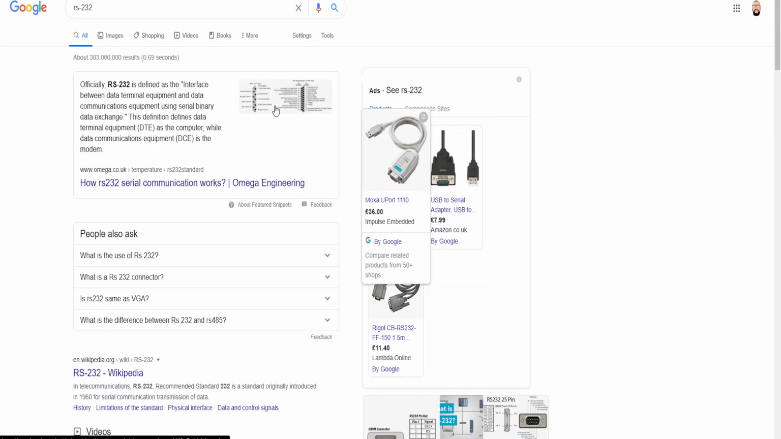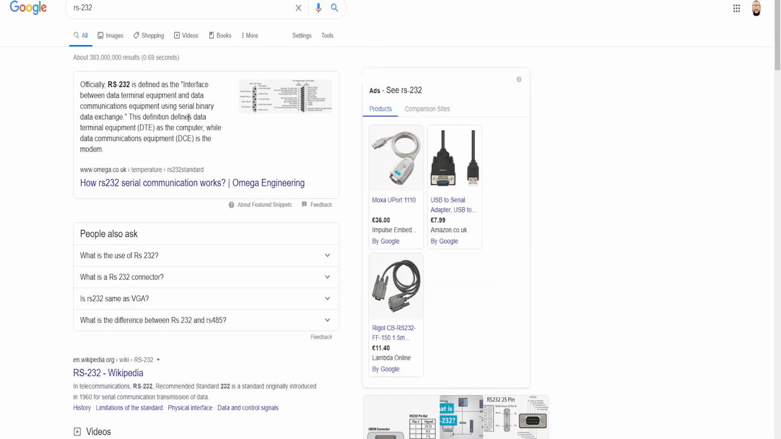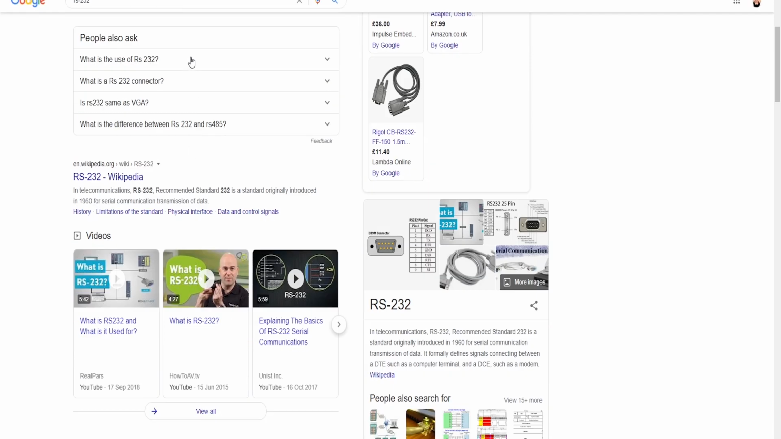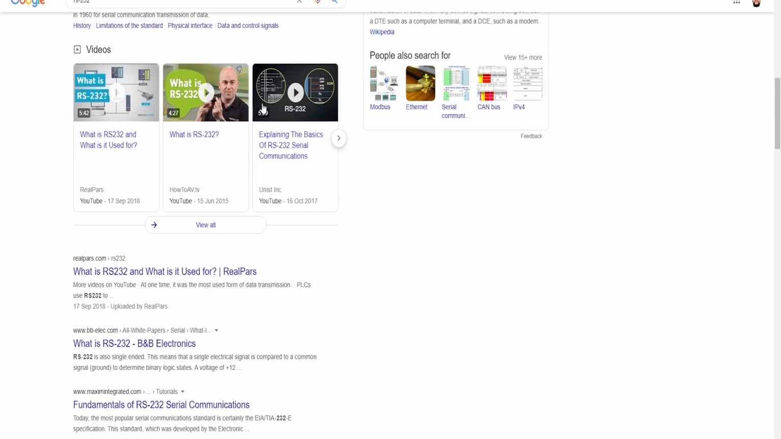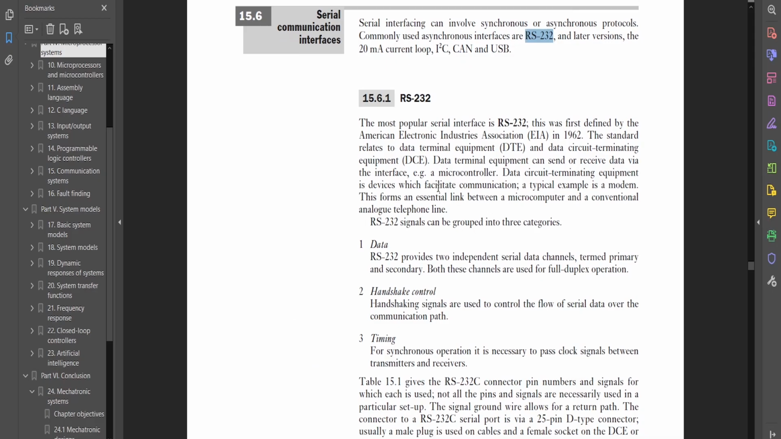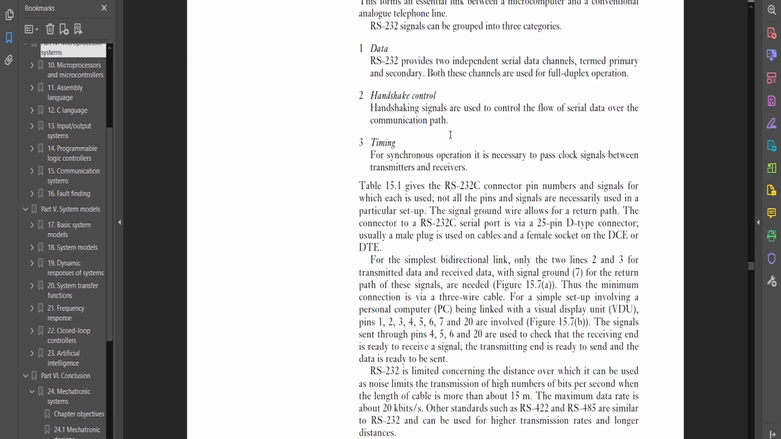Yeah. Is RS-232 the same as VGA? VGA is a graphics interface, which uses RGB. The common name for RS-232 is serial cable. They're not the same, but they look the same, right? It's old anyway. Yeah, not something I particularly need to know, so I'm going to skip over it.